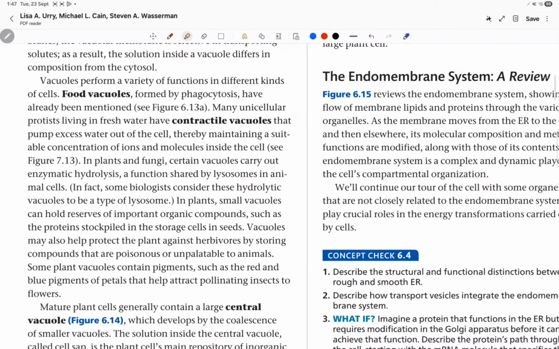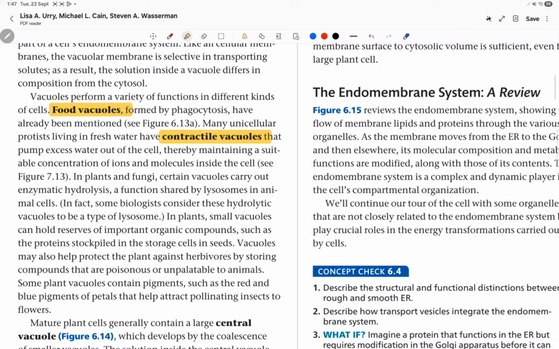A food vacuole basically means when a lysosome fuses with the food particle to digest the food inside. And we already mentioned this contractile vacuole for the paramecium that lives in a freshwater environment to be able to pump the excess water out of the cell so it can live.